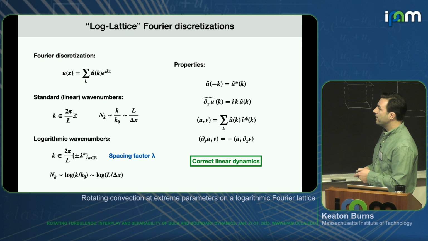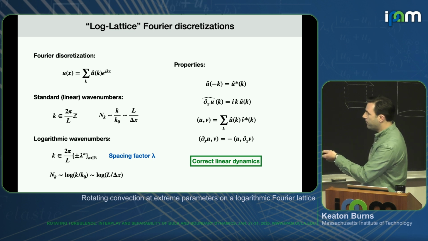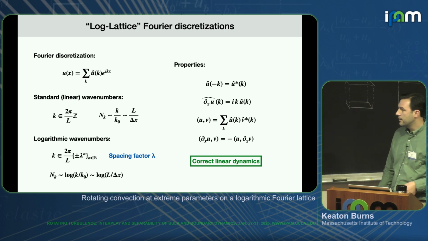So you still have a reality condition. You still have that differentiation is just multiplication by the wave number. You can calculate an inner product just using Parseval's theorem here. And you can do this sort of modified form of integration by parts under that inner product.